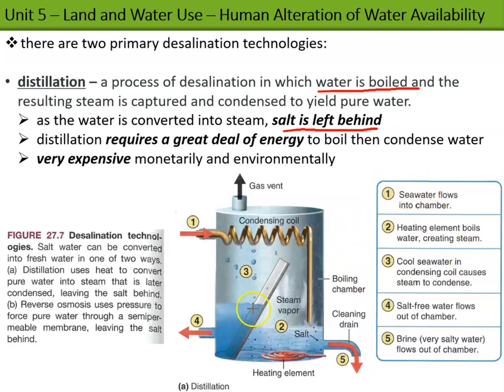So seawater, the basic idea. Step one, seawater flows into the chamber. Heating elements boil the water, and this creates steam. Step three here, the cool seawater in the condensing coil causes the steam to condense. And then you have the heating element down here, sorry, I'm not really showing this very well.